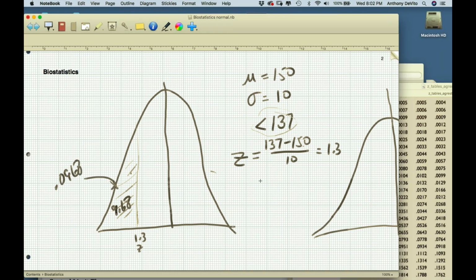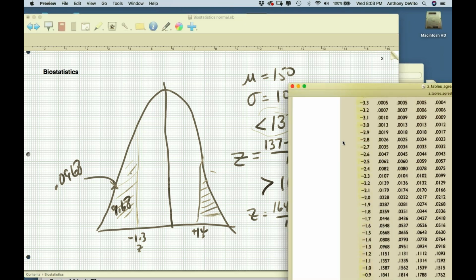Well, what's the probability of selecting someone from this population who has a weight that's greater than 164? Well, the z-score for that is going to be 164 minus 150 over 10, which is 1.4. So we're looking for the area above a z-score of plus 1.4. So what is that area?